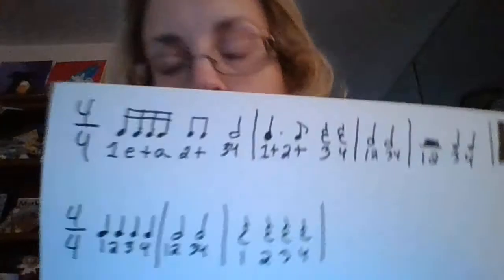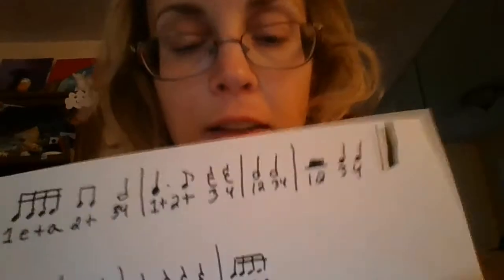1, 2, 3, 4. And then I'm going to show you what it looks like. And then I'm going to use some 16th notes. 1 e and a, 2 e and a. And these are fast notes. These are quick notes because you have 4 in 1 count. And then I'm going to use a pair of eighth notes and a quarter note and a quarter rest.